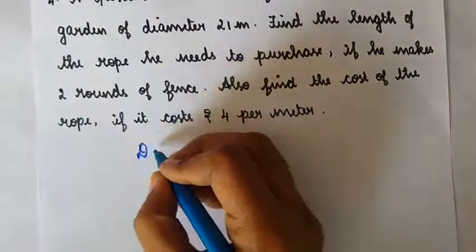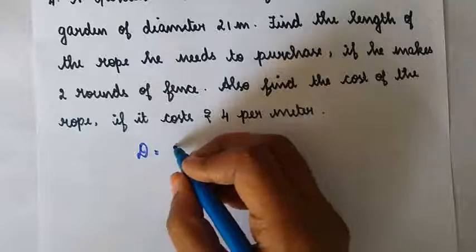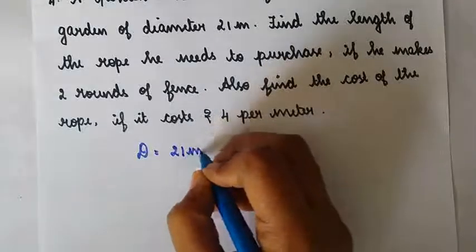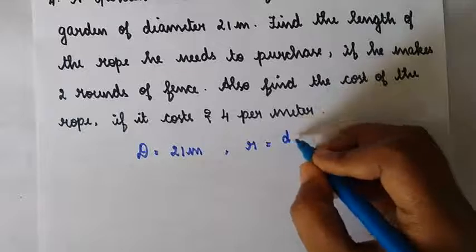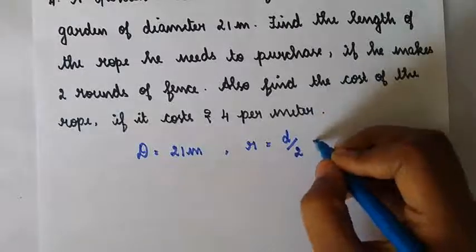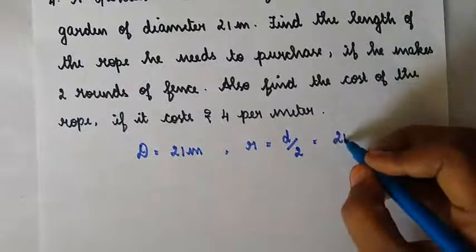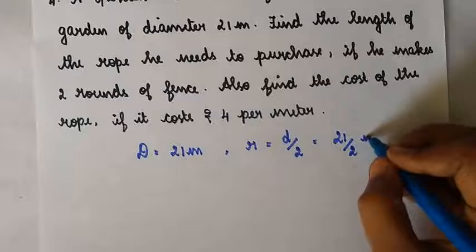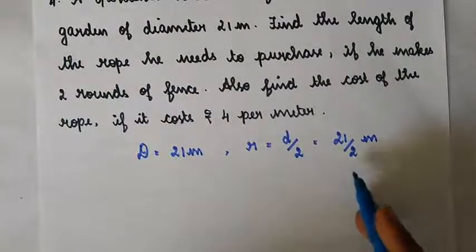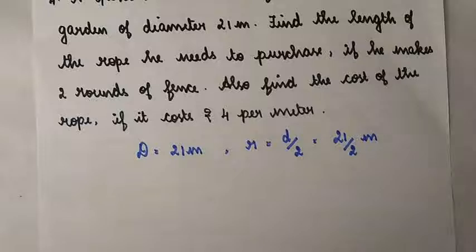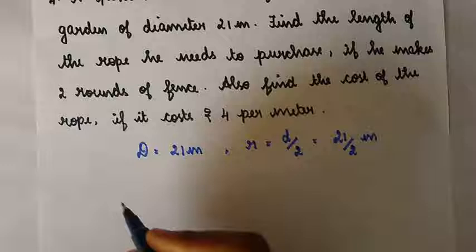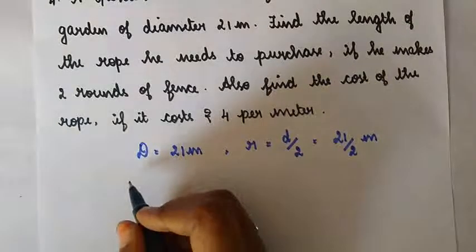Let me take D as the diameter, 21 meter. We have to convert it into the radius. Radius equal to D by 2. Diameter divided by 2, that is 21 by 2 meter. This is the radius of the circular garden. Next we have to find the circumference, because we have to find the length of rope.